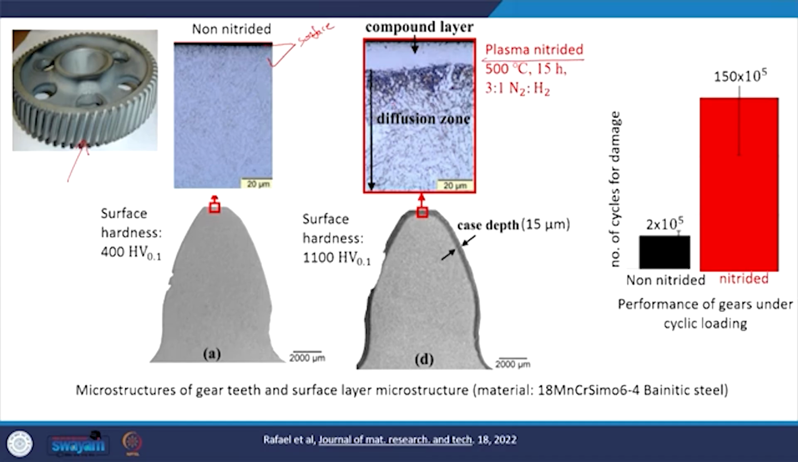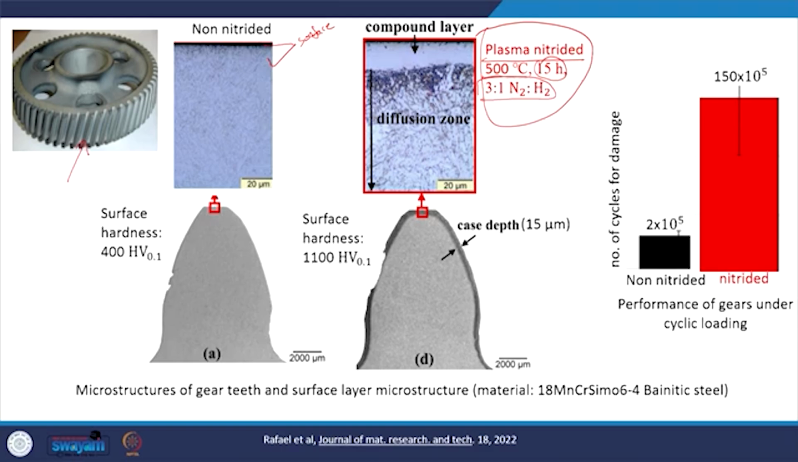That means this gear was kept in a plasma nitriding furnace at 500 degrees Celsius for a time of 15 hours, using a gas composition of 3:1 nitrogen and hydrogen gas. So, with this you understand that whenever somebody reports plasma nitriding parameters, what is expected is that one needs to tell at what temperature the treatment is done, for how much time, and what gas composition is used. These are the important parameters which need to be reported.